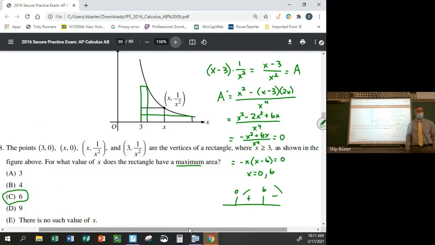How about the answer being E because none of the choices were the max? They wouldn't have worded it this way, but yeah, it would say none of the above or something. It wouldn't say there's no answer though. Yeah.